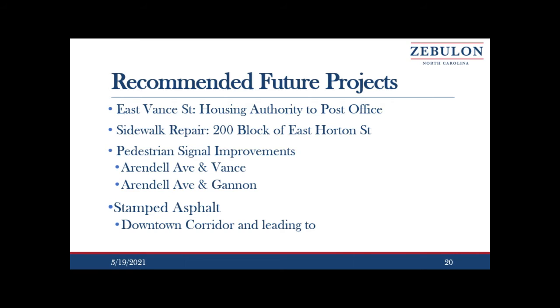There's also a sidewalk repair on the 200 block of East Horton Street. One of the reasons you're not seeing that move forward fairly quickly is because as you do a streetscape plan, that might be something that you would tie in to that process. Pedestrian signal improvement, so Arundel Avenue and Vance Street is one area we would like to see signal improvements, as well as Arundel Avenue and Gannon. The Arundel Avenue and Gannon, there's just some tie-up in kind of what that intersection is going to look like in the future. So we know that something needs to be done there, and we would like to see that move forward as soon as possible.